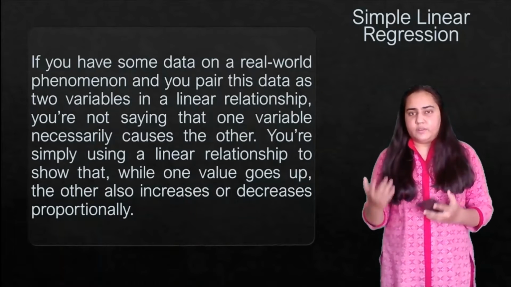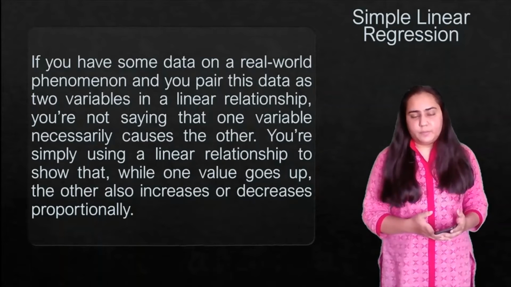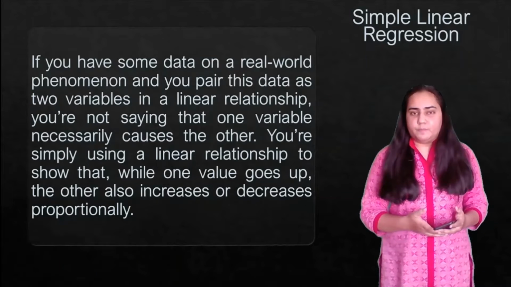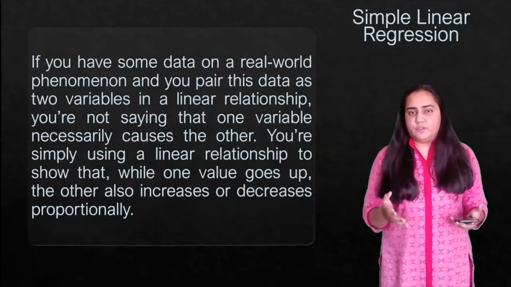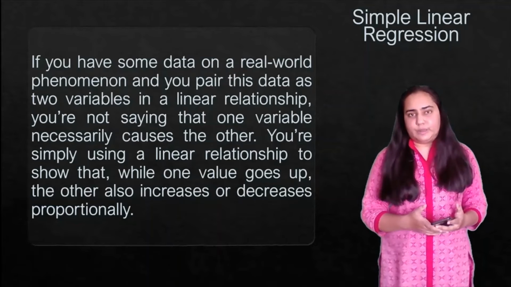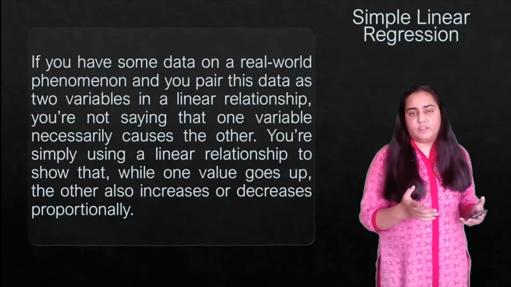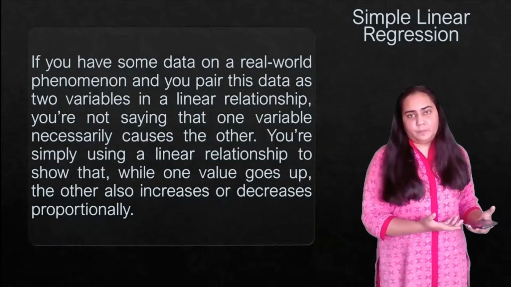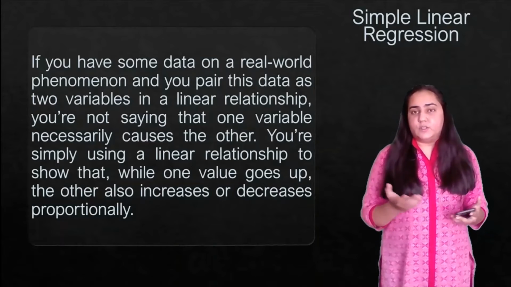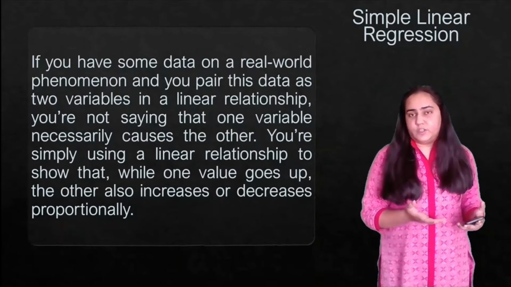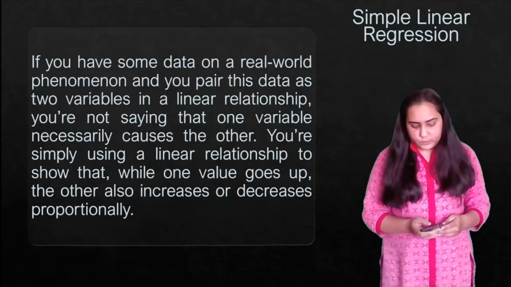So if you see that one value is going up, then you might also notice that the second value goes up as well. Or you might see that if one value decreases, the other increases. So if you see that type of relationship, that is a linear relationship. It is not a causation. That means it's not that you're saying if this happens, then this will happen. So that's not what you're saying. You're just saying that if one increases, the other is also going to increase proportionately or decrease. And that is what a linear relationship is all about.